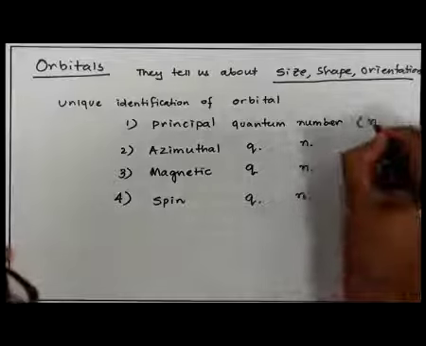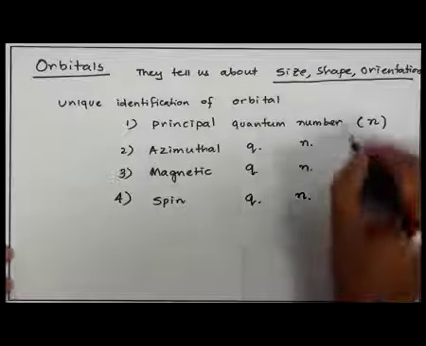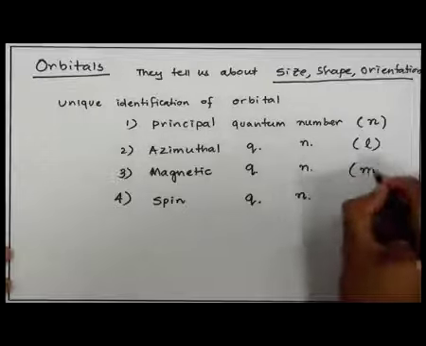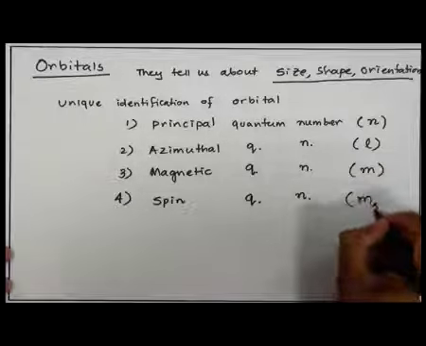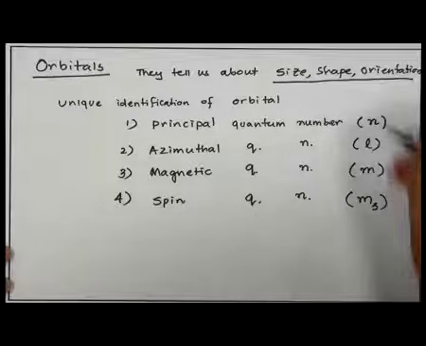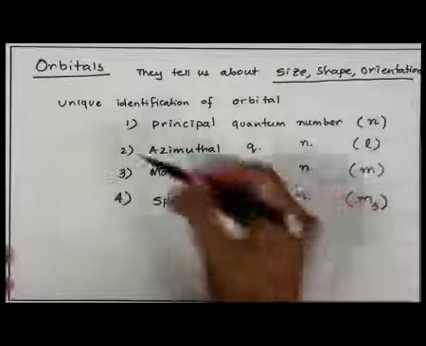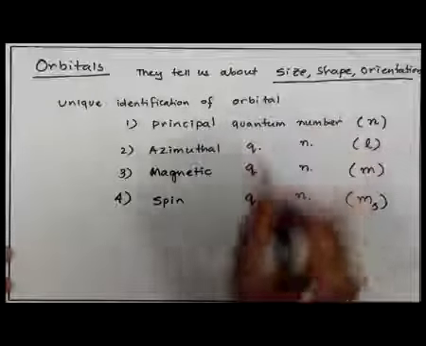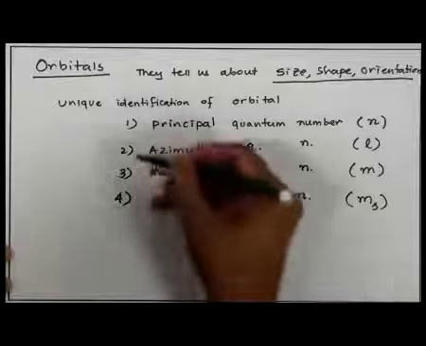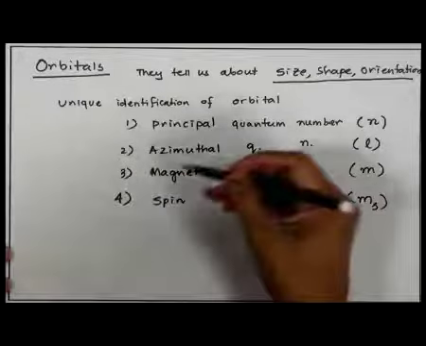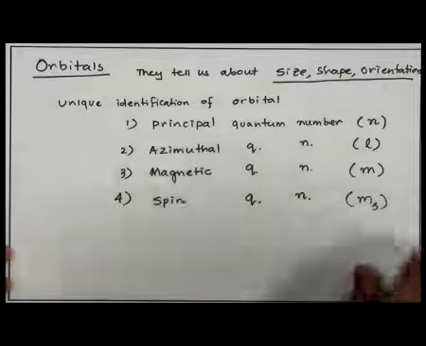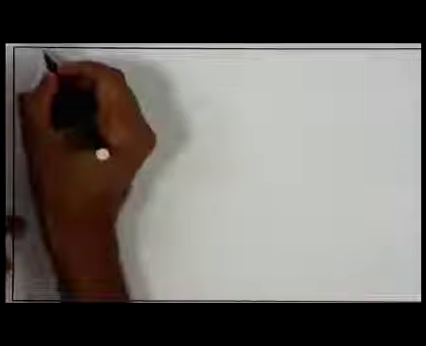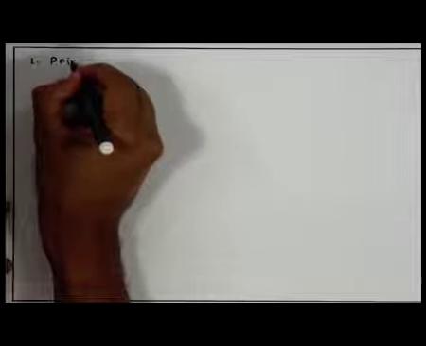The principal quantum number is often signified with n. The azimuthal quantum number is given as l, the magnetic quantum number m, and the spin quantum number ms. These are the 4 quantum numbers that we require to uniquely identify an orbital. We will now discuss each quantum number and what kind of information it gives about the orbital. This is what we will discuss next. First is our principal quantum number.